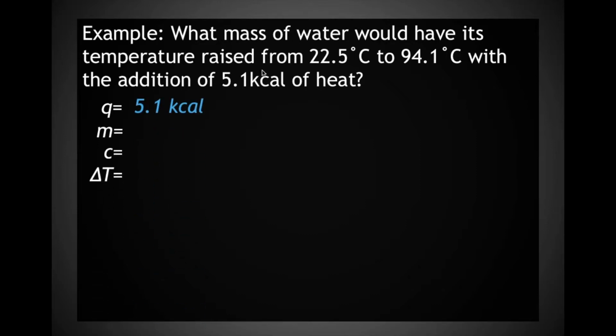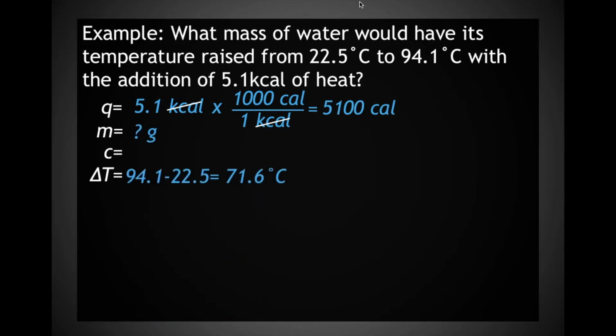We can't use kilocalories, because the C is 1 calorie. So you need to make sure to convert that to calories. So just do quick dimensional analysis. 1 kilocalorie equals 1,000 calories. So that's actually how many calories we have. Our mass will be our unknown, what mass of water, so that's our question mark.